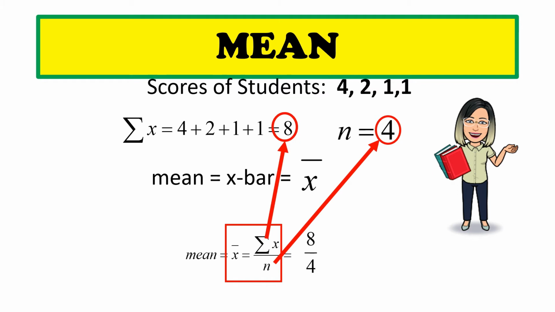And what is 8 divided by 4? 8 divided by 4 is 2. And our mean is equal to 2.